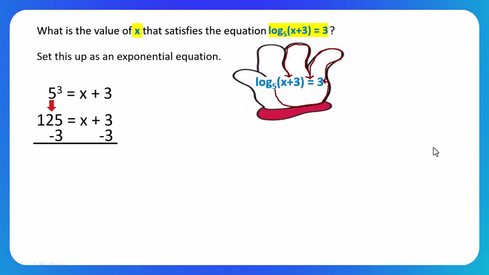Subtract 3 from both sides. So on the right-hand side, all we have left is x. On the left-hand side, 125 minus 3 is 122.